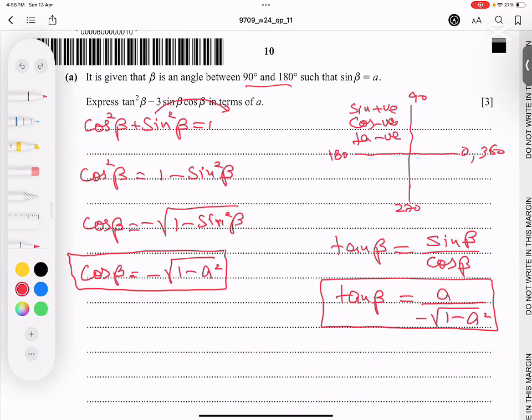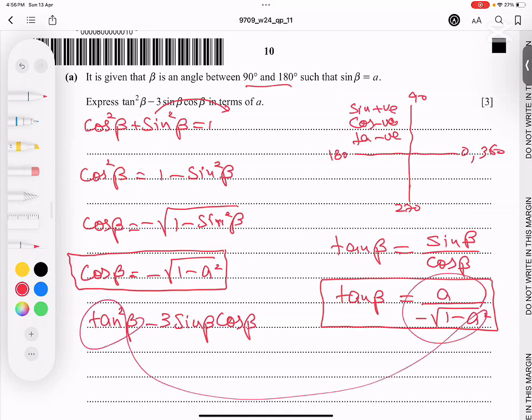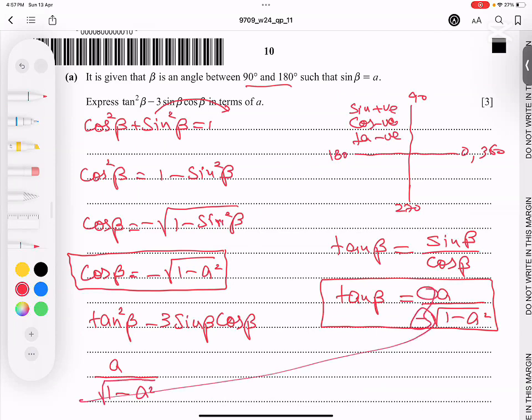I'm going to plug in the values. What the question is basically asking is tan square beta minus 3 sine beta into cos beta. So I'm going to plug in. This comes in the place of here, sine beta from here and cos beta comes from here. So I'm going to plug in all values: a over the square root of 1 minus a square. The negative you can write down, up, or in the middle, same meaning.